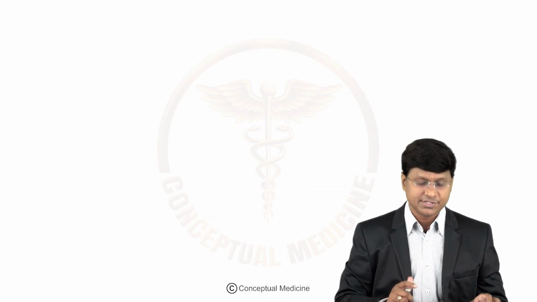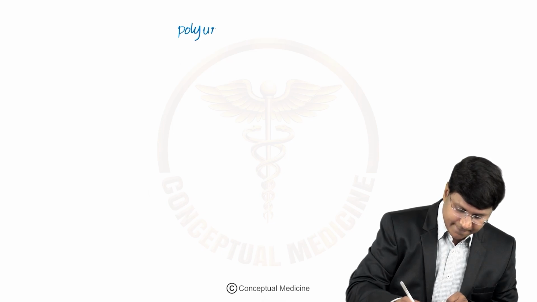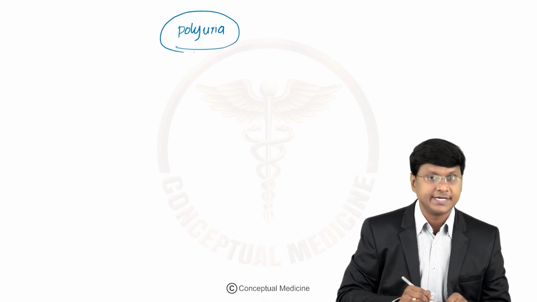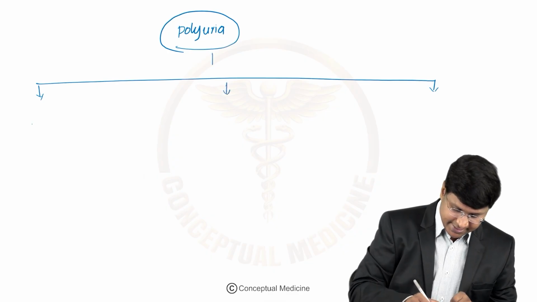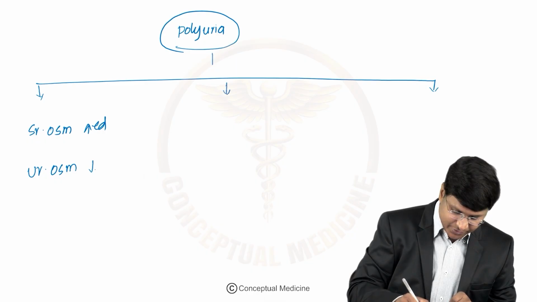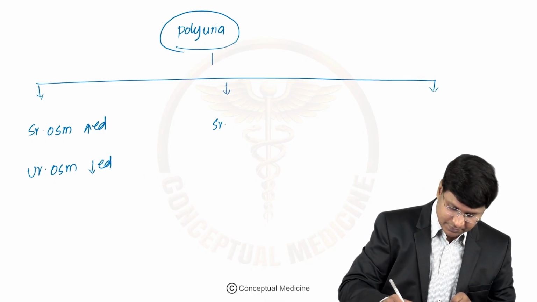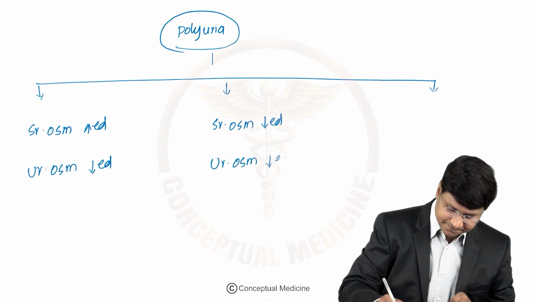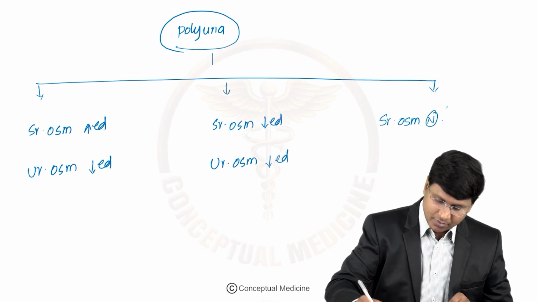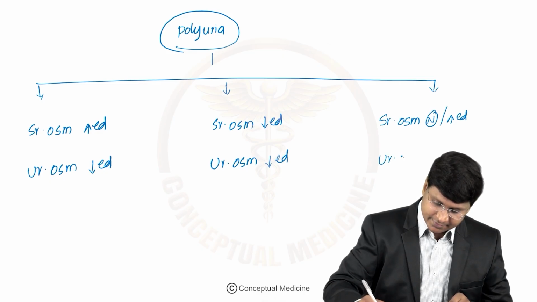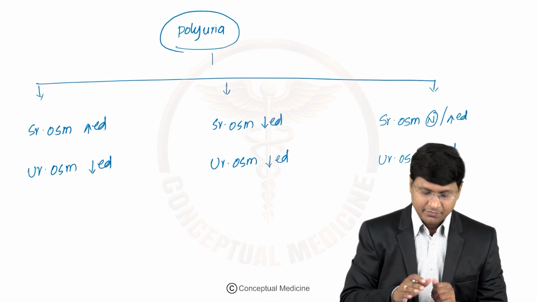Now, I'll give you three important scenarios. A patient has presented to me with a history of polyuria. When I tested the serum osmolality and urine osmolality, I got three clinical scenarios. In one scenario, I got serum osmolality being increased and urine osmolality being decreased. In the second scenario, the serum osmolality is reduced and the urine osmolality is also reduced. And the third scenario is serum osmolality either normal or increased, and urine osmolality increased. So these are the three different scenarios with a history of polyuria.